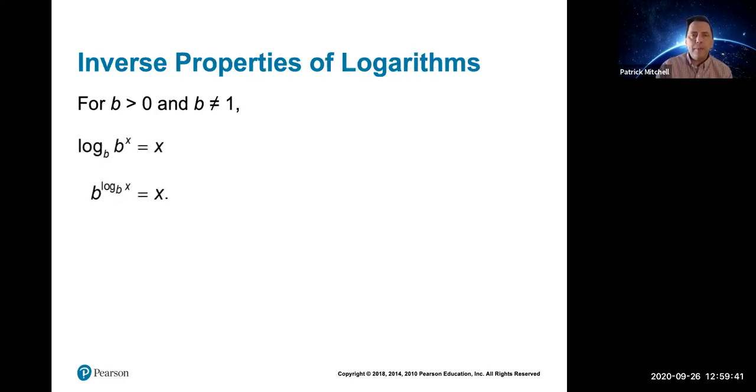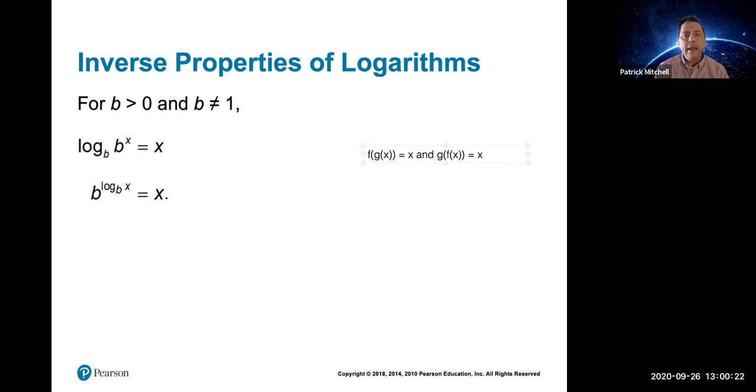Okay, and then we have these properties. These are called inverse properties. Remember that this is going back to chapter 1, the section on inverse functions. Remember that if f and g are inverse functions, that means f of g of x is equal to x, and also g of f of x equals x. So if you make one of those functions f of x equals b to the x, and you make the other one g of x equals log base b of x, you get these two properties.